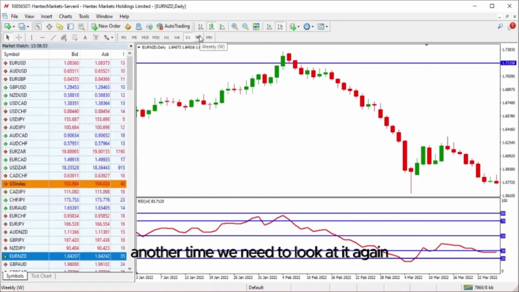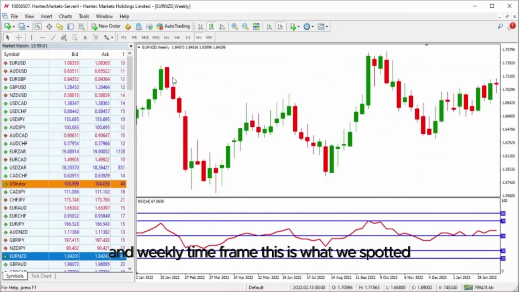Another time frame we need to look at again is the weekly time frame. In the EUR/NZD weekly time frame, this is what we spotted. This is another dark cloud cover. Sellers came in and then they opened far above the close of this candle, and closed at least more than 70% into the body of this candle, but it did not engulf this candle. So this is a perfect dark cloud cover.